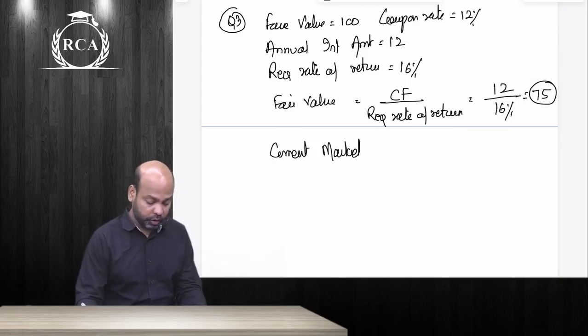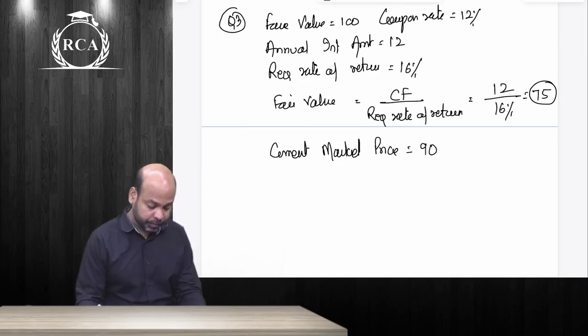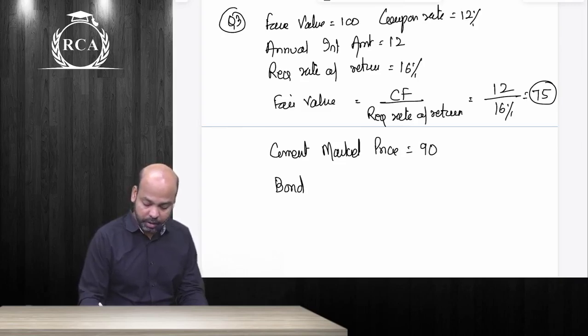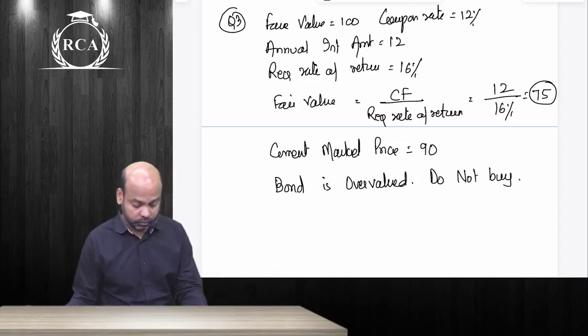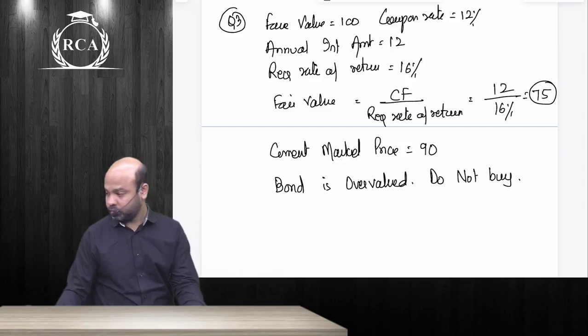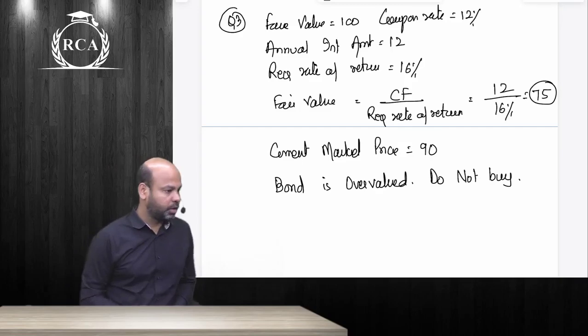Online live students, I hope you're all solving. Current market price is 90 rupees. Therefore, the bond will be overvalued. Do not buy. Bond is overvalued, guys. We should not be purchasing the bond. Are we all done with this?